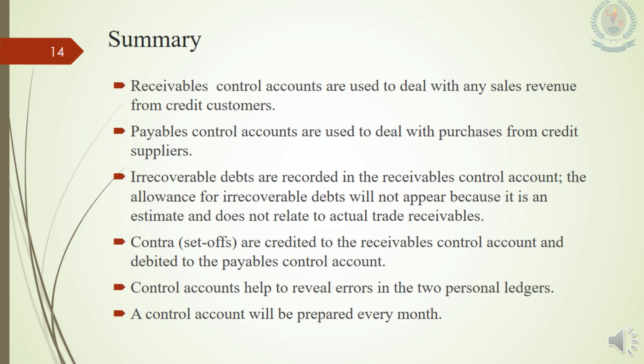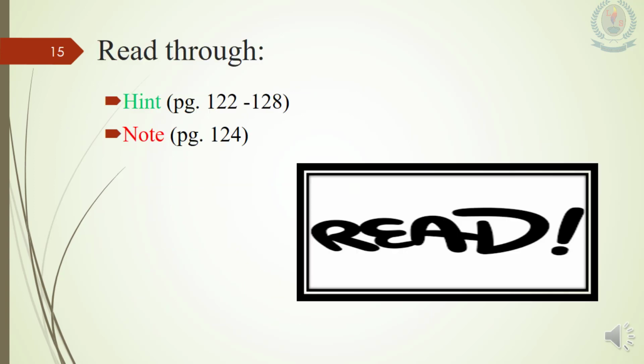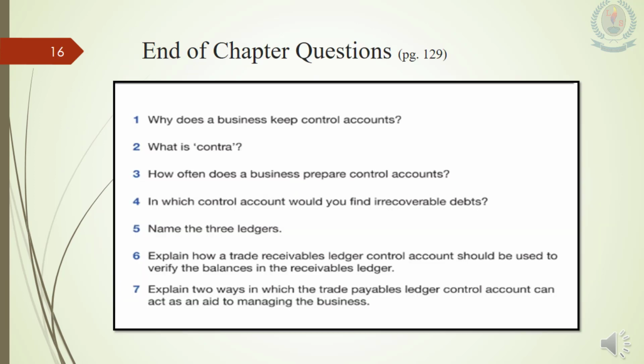Remember children, the contra entry would be debited to the payables control account and credited to the receivables control account. Control accounts which are being prepared monthly would help a business to reveal errors in the two personal ledgers, receivables ledger and payables ledger. Read and understand the green color hint boxes in page 122 to 128 and the red color note box in page 124.